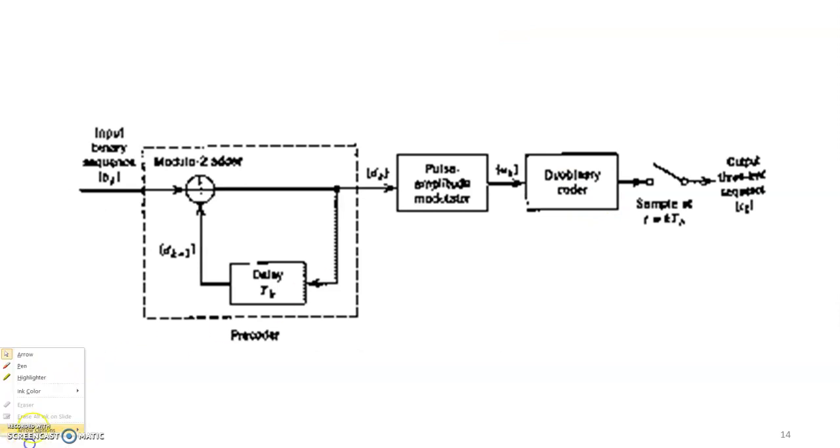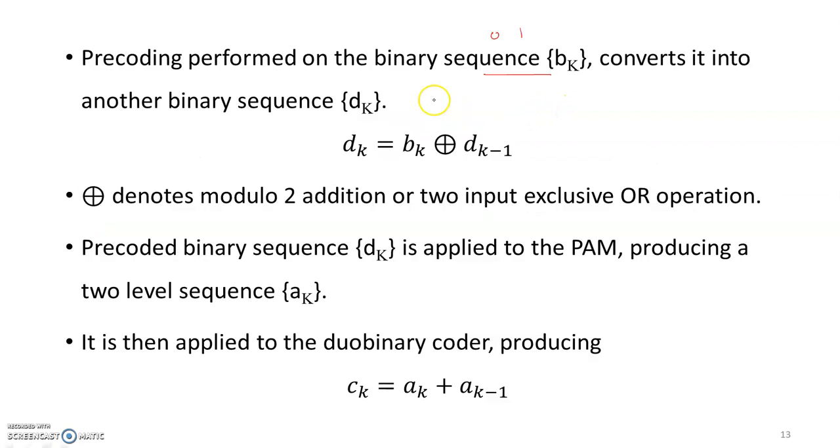You can see the figure. This is a block diagram for a precoder. I have the input binary sequence BK, which will take either value 0 or 1, and this block represents my precoder. My precoder output DK will be equal to the original binary sequence BK exclusive OR DK minus 1. Here there is no addition operation; you are doing the exclusive OR operation with DK minus 1. This is my precoder output.